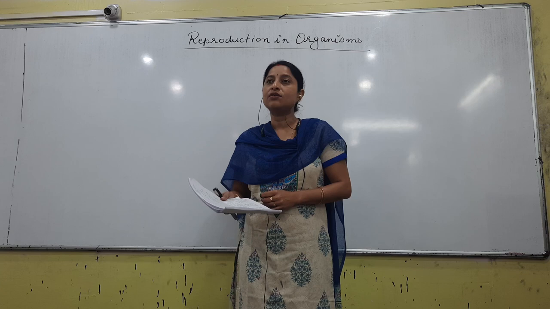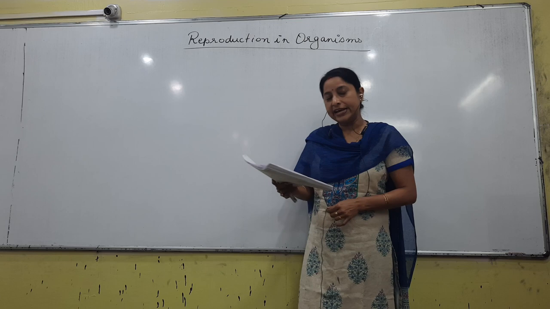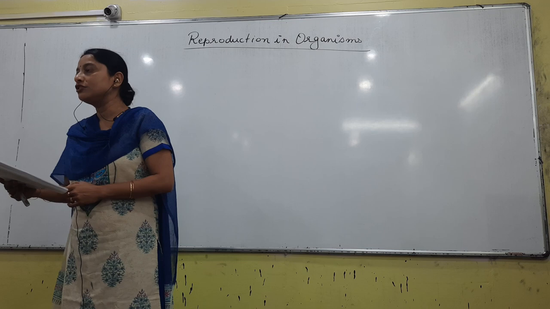Next, a word called life expectancy. The number of years an individual can expect to live is called life expectancy. I think there is nothing to explain here.